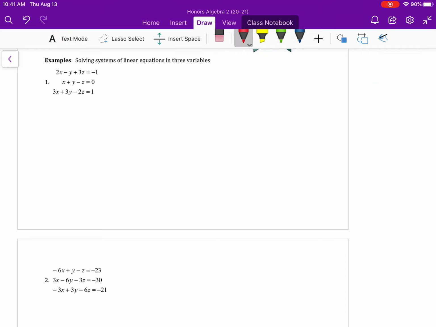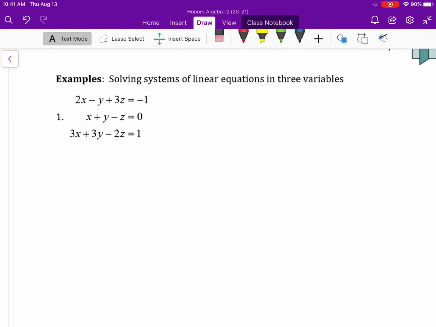We reviewed systems of two variables, so let's see how that might help us with systems of three variables. First thing I do, I'm going to zoom in on this one. The first thing I do is number my equations. It makes it easier for me. I'm going to letter them A, B, and C, and I'm going to look for a variable that's super easy to eliminate. If you notice, in A and B, one has a positive y and one has a negative y. So if I add these together, the y's will get eliminated.